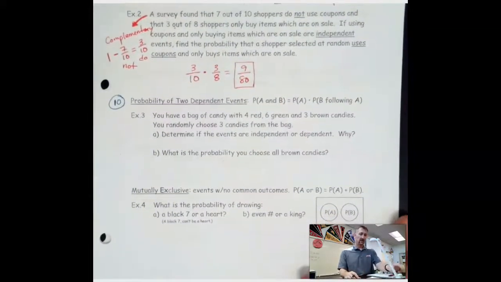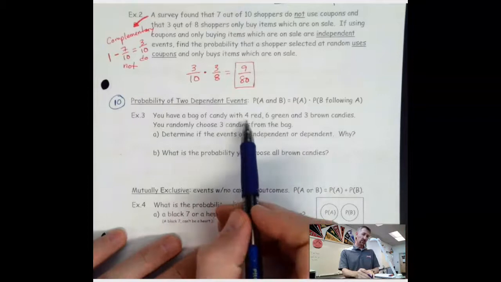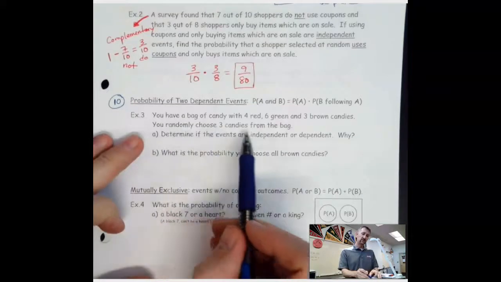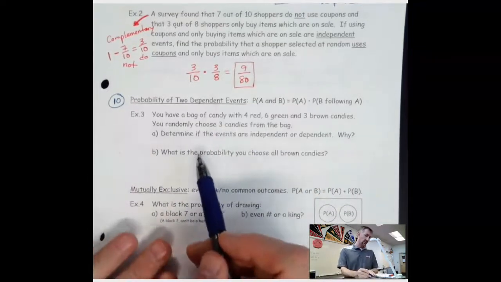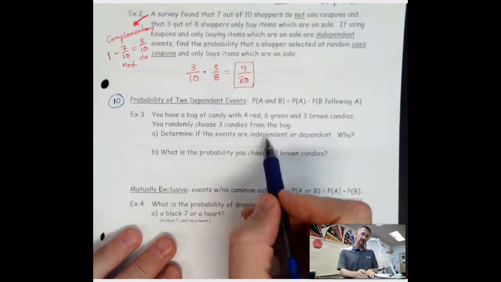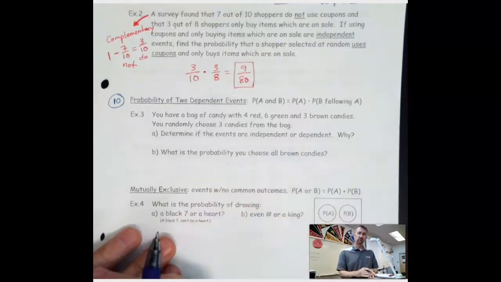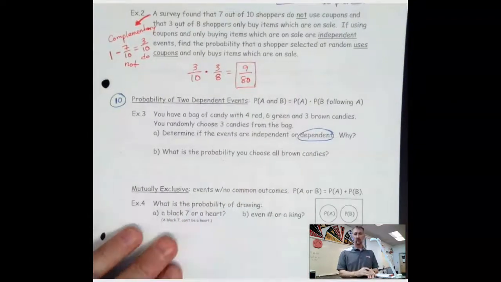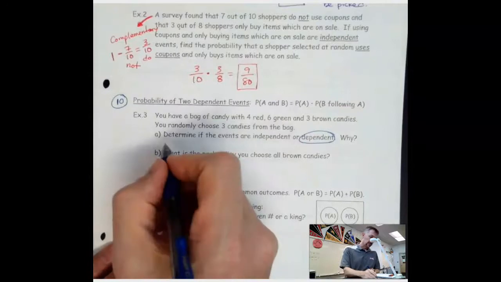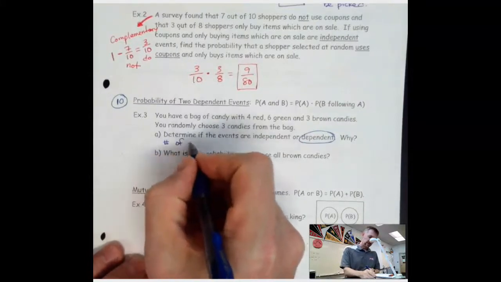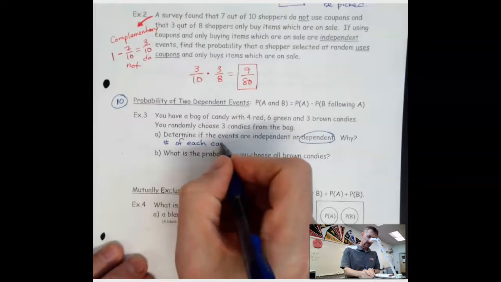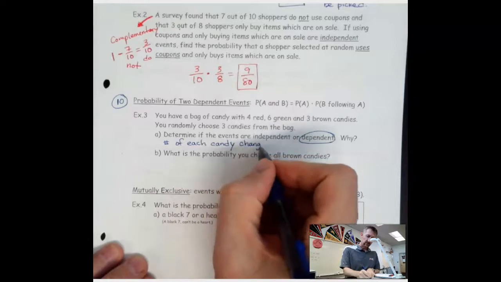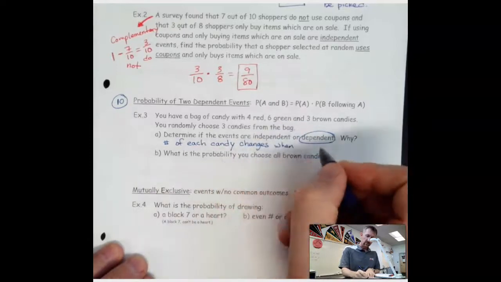So let's see. You have a bag of candy with 4 red, 6 green, and 3 brown candies. You randomly choose 3 candies from the bag. Determine if the events are independent or dependent. Okay? They're dependent. Why does it depend? The number of each candy changes when you remove one.